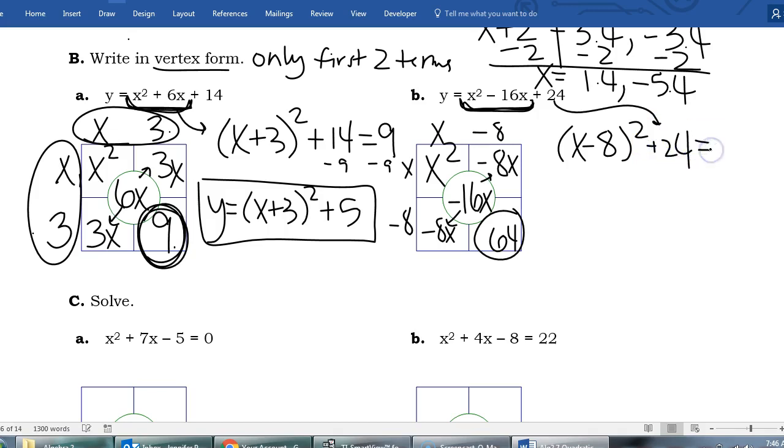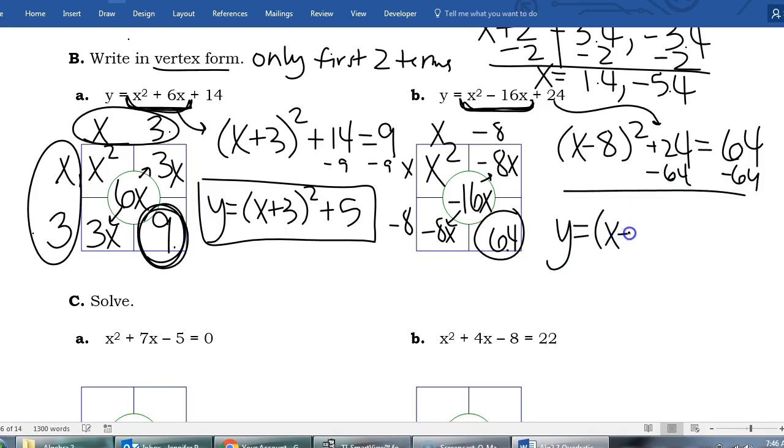And because I added that extra factor of 64 by introducing the x minus 8 squared, I need to balance it out with a 64 on this side. We're going to do minus 64 on both sides to get rid of that. And stick that y equals in front. I got y equals x minus 8 squared, and that will be minus 40.